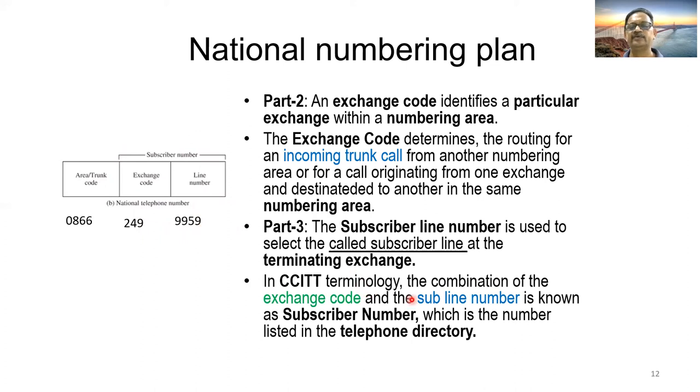In CCITT terminology, the combination of the exchange code and the subscriber line number is known as the subscriber number. These two put together, exchange code and line number, is known as the subscriber number, which is the number listed in the telephone directory. So this number 249-9959 is listed in the telephone directory of Vijayawada city. Of course, nowadays telecom service providers are dispensing with preparation of hard copies of the telephone directory. So that is why 249-9959, Vijayawada, is known as the telephone directory number of Haribabu Prasad.